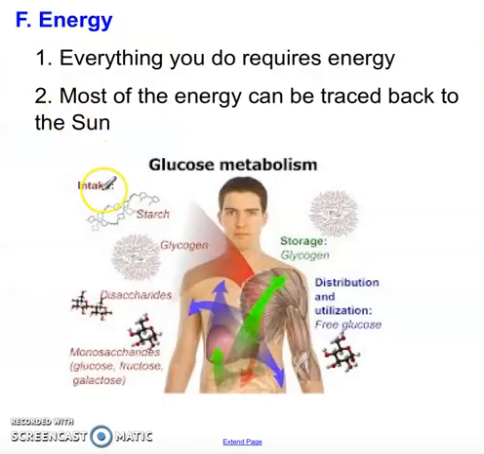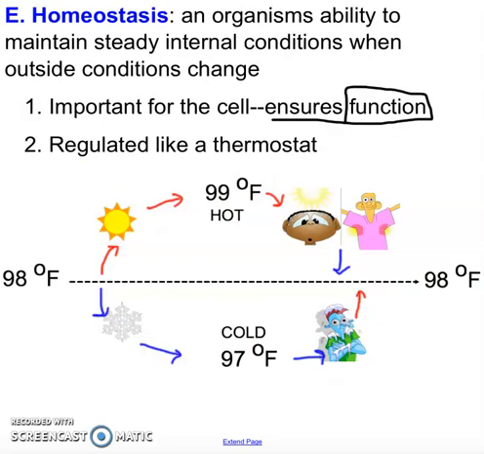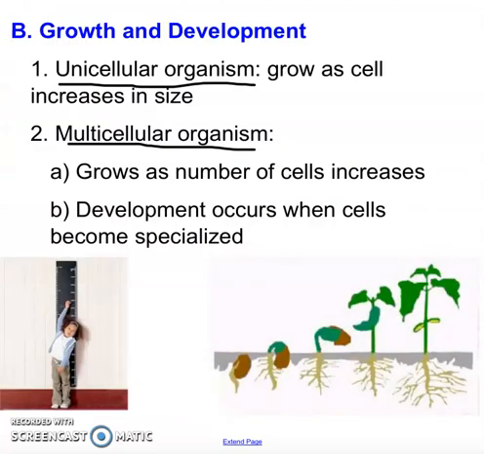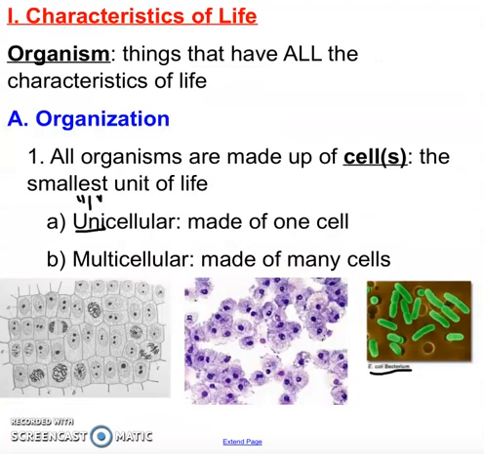All right, so that does it for 1.1 characteristics of life. You need to have energy, homeostasis, responses to stimuli, reproduction, growth and development, and cells in order to be considered a living thing.